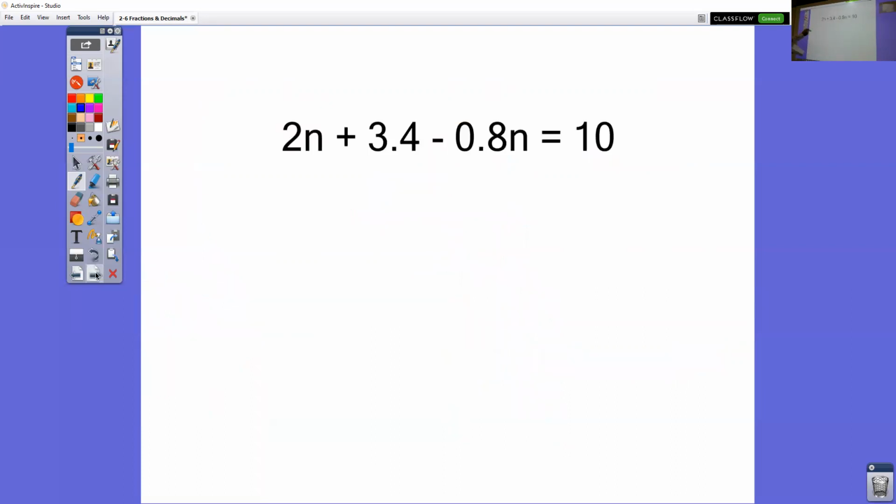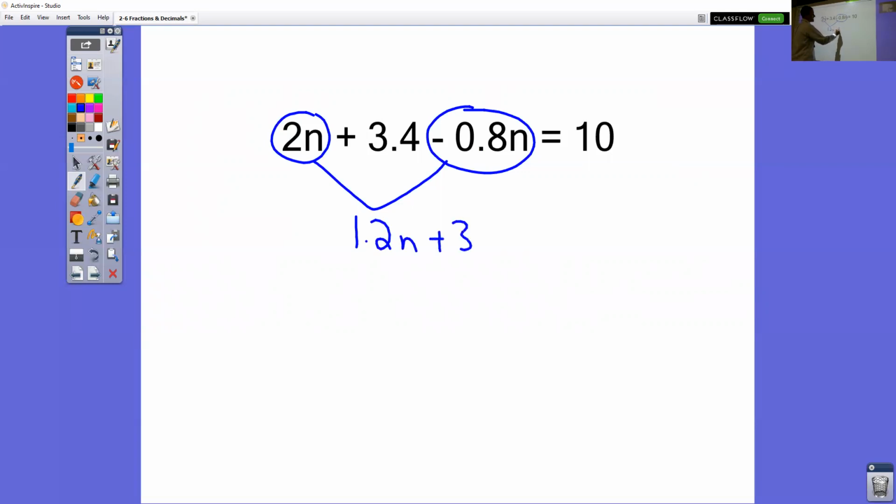In the next one, we have n's on the same side of the equal sign. So we want to add together our like terms. 2n plus negative, that minus sign counts as a negative when you go to add together your like terms, 2n plus negative 0.8n gives you 1.2n. Bring down everything that you didn't use yet. So bring down your plus sign, 3.4, and your 10.